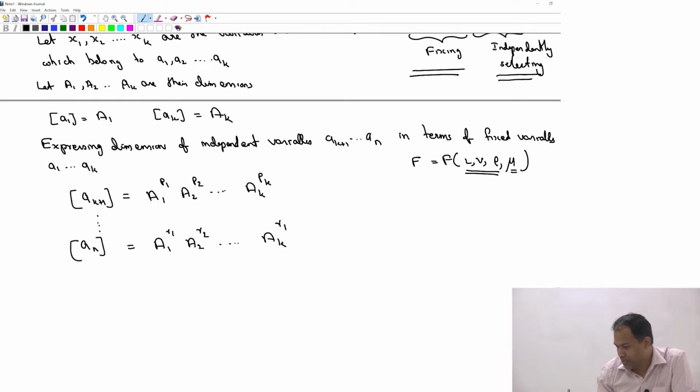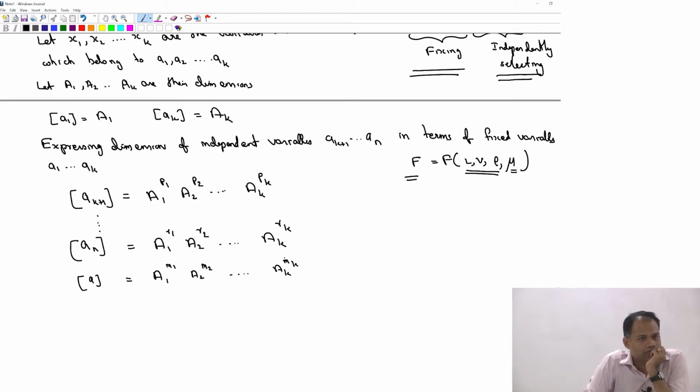Similarly, you will also be able to write your dependent variable. So let's say you want to write f in terms of L, V and rho. So small a, which is the dimension of the dependent variable, again in terms of other dimensions, let's say a1 to the power m1, a2 to the power m2 and so on, ak to the power mk. I'll take a pause and ask for questions if you have any.